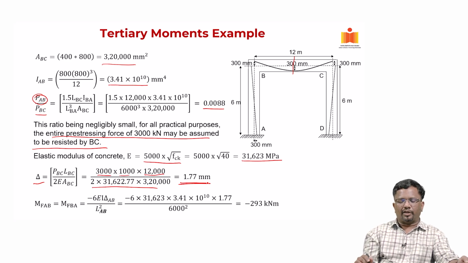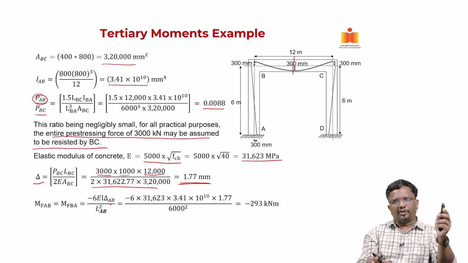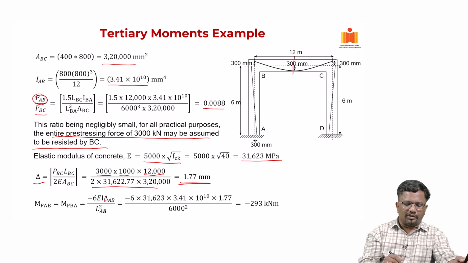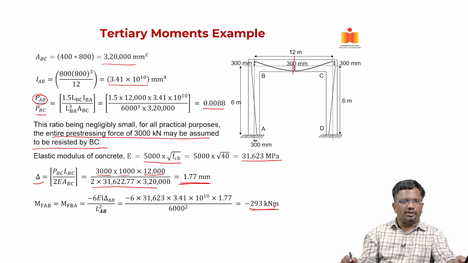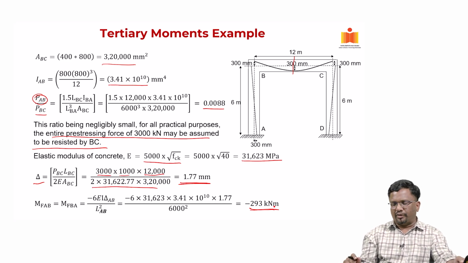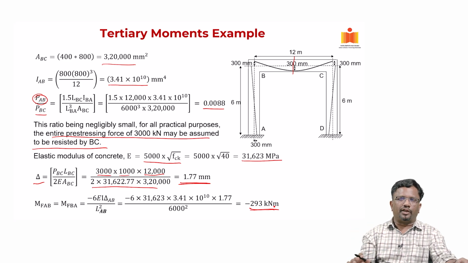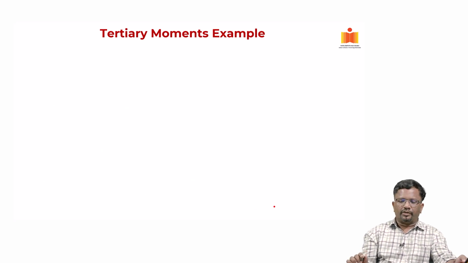Now, why is this delta required? I need to calculate the fixed end moments because of this lateral deformation, or the chord rotation that is happening in the column, which is 6EI delta by L square. You get the moment as 293 kilonewton meter, which is not small. So, we need to account for that. That is the reason it becomes important to consider this moment. The moment distributions in the column member can get modified because of the axial contraction that is happening in the girder.